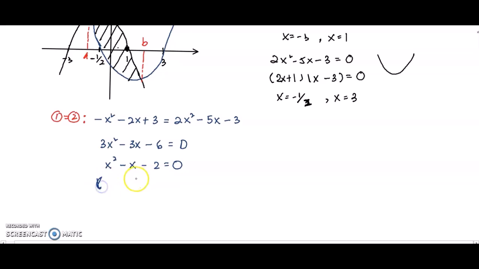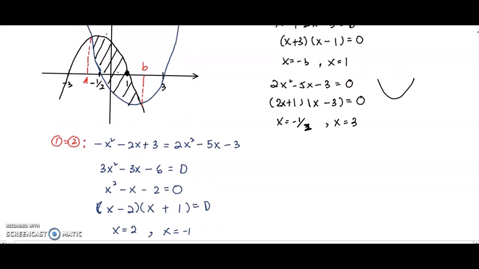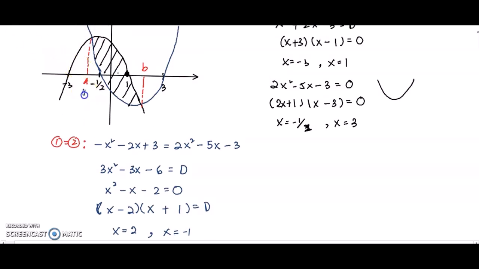Then now we start to factorize it. (x − 2)(x + 1), negative, positive. So you get two x coordinates for the intersection points. One is at x equals 2. The other one is x equals negative 1. So very obviously from the diagram, we can see that a is negative 1, and b will be 2.